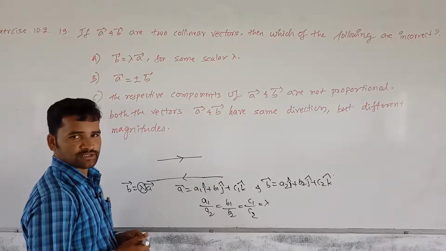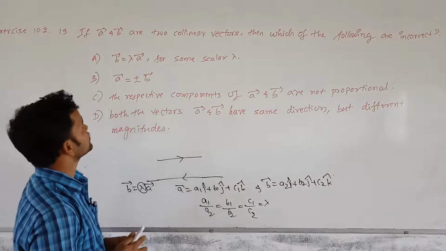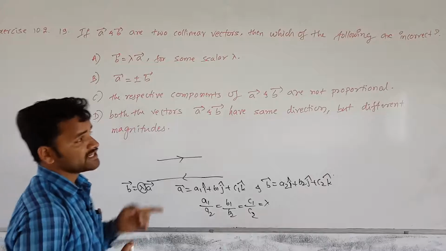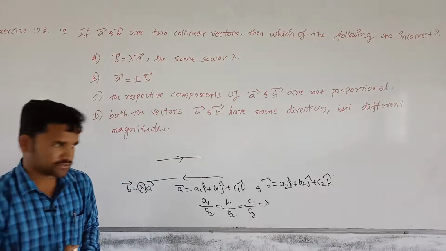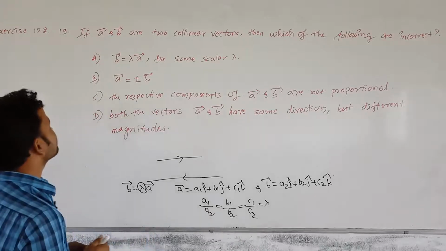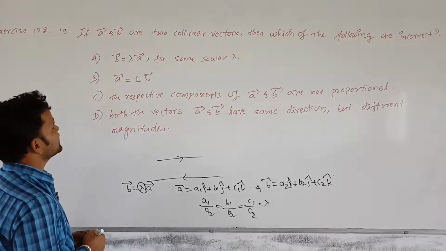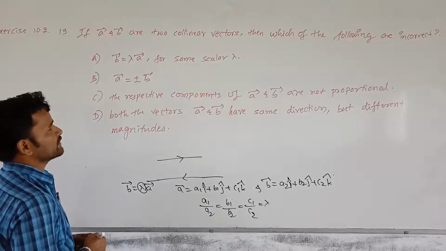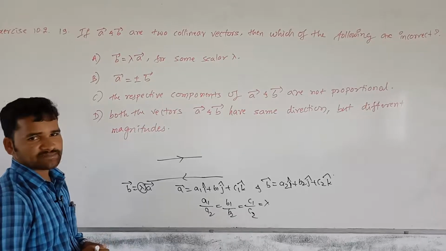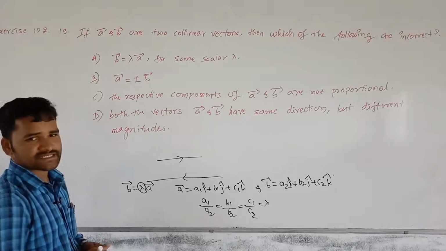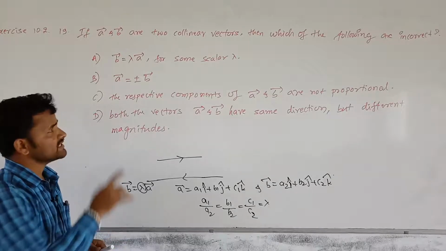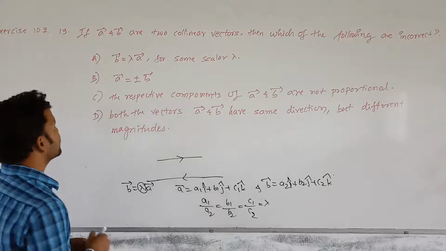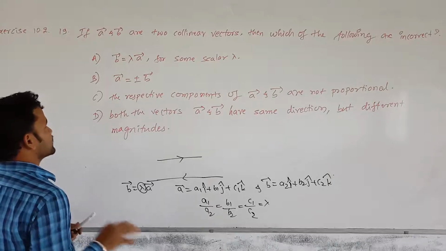So let us check all the options given here. What is the question here? Which of the following are incorrect? Now option A, B is equal to lambda times A for some scalar value. Scalar means any real value. Yes, that option is correct. Which is incorrect, that one we have to take. It is correct only. No need to take A.